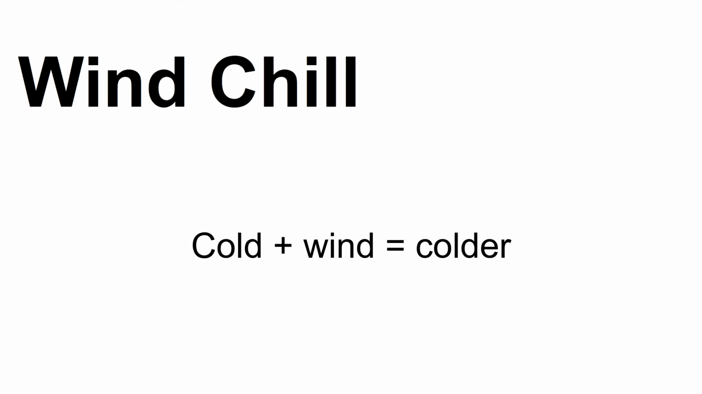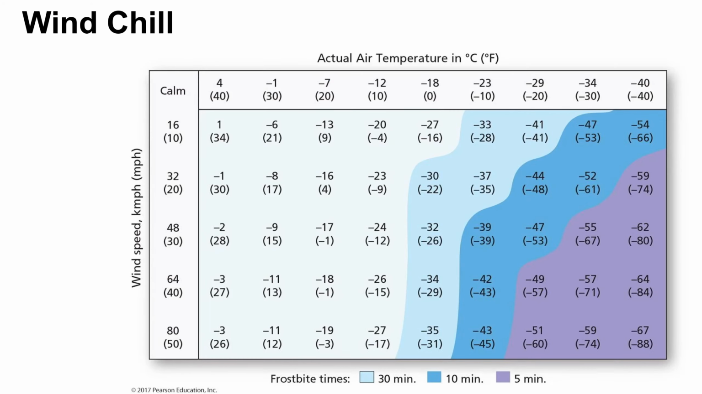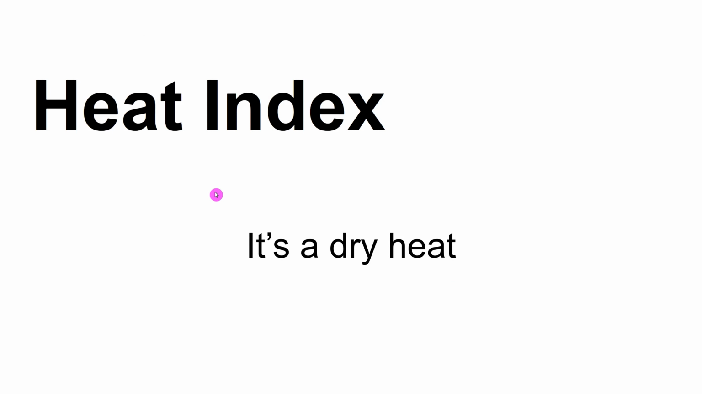Wind chill. If the wind blows on you, you feel cold. There's a chart. It tells you the temperature in Celsius and Fahrenheit, and then the wind in kilometers and miles per hour. Calm day, if it's 40 degrees, it feels like 40 degrees. If it's 40 degrees out and the wind is blowing at 20 miles an hour, it's going to feel like 30 degrees. That's fun.